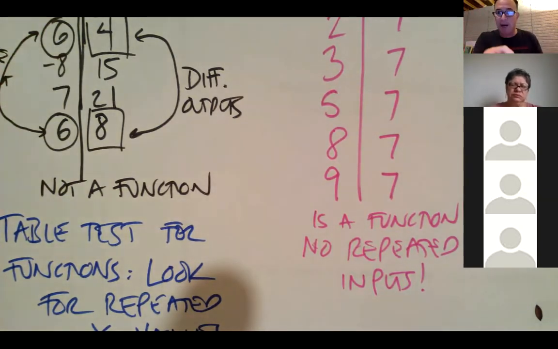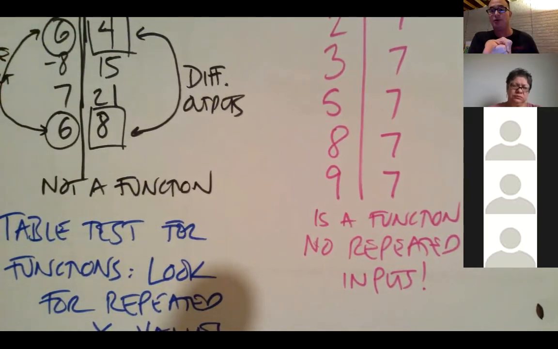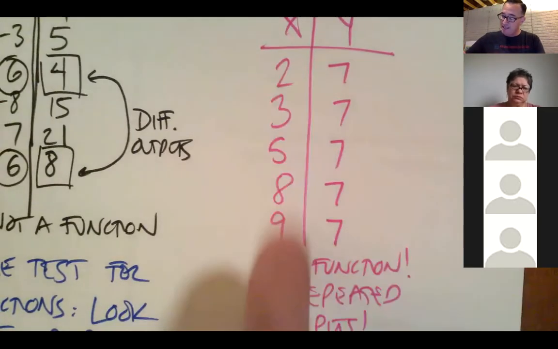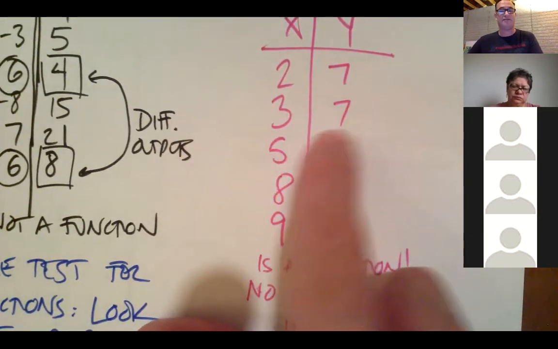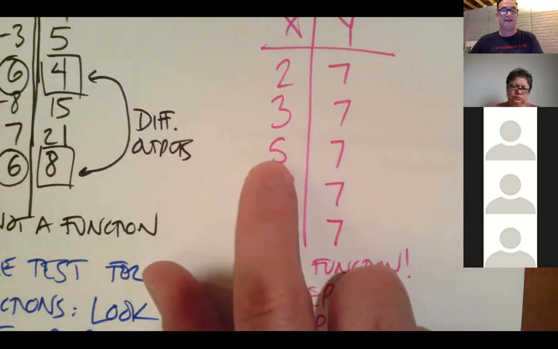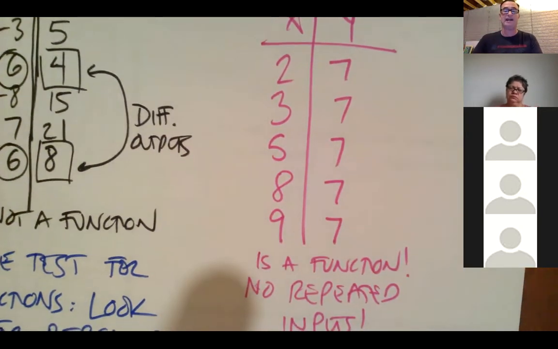Functions mean if I hit a button, it's going to always give me the same thing. Even if all of these things give me 7, it's still a function because 2 always gives me 7, 3 always gives me 7, 5 always gives me 7. If 5 gave me something else as well, then it's not a function, okay?